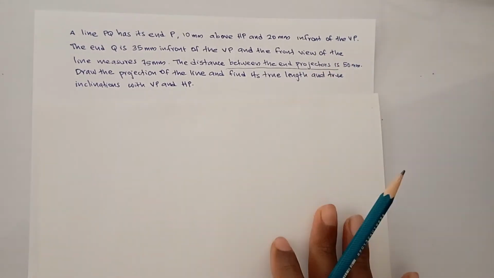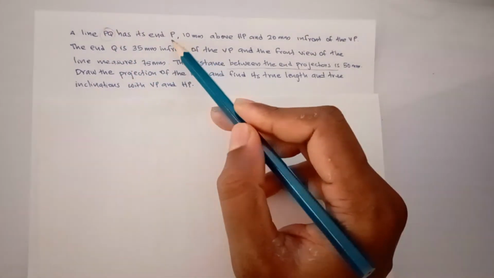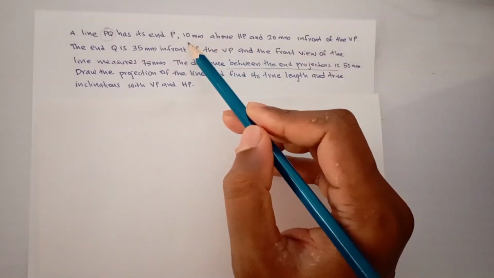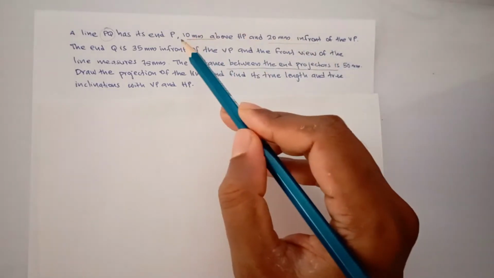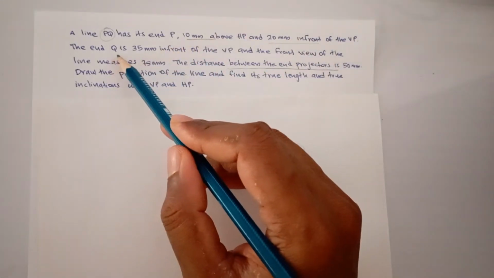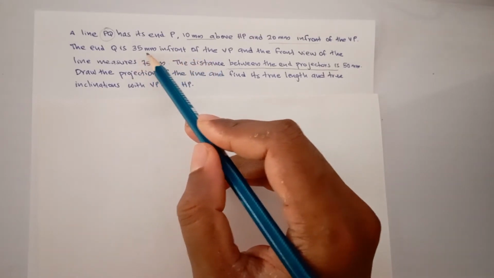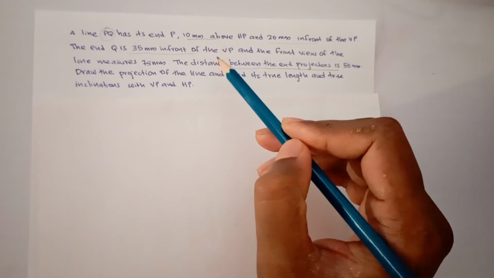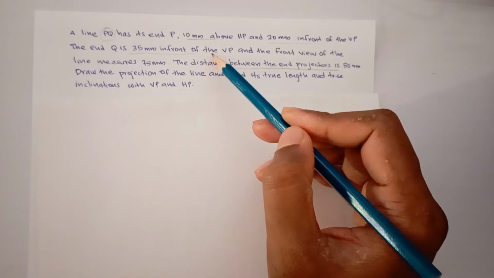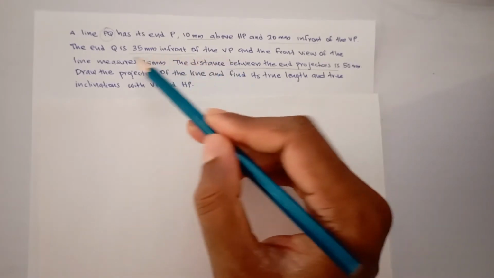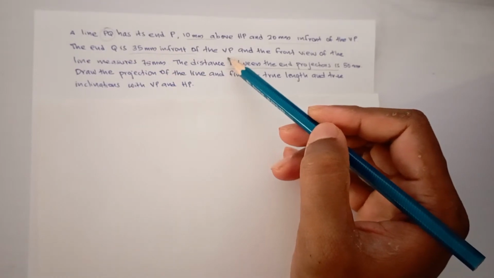What is given is a line PQ. The name of the line is PQ and its end P is 10 mm above HP and 20 mm in front of VP. So P is in the first quadrant, and the end Q is 35 mm in front of VP. We can assume the line is in the first quadrant. How much distance from HP? That's not given. The end Q is 35 mm in front of VP. Only one distance is given.